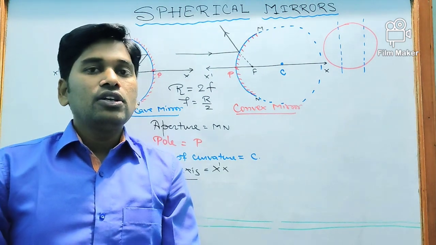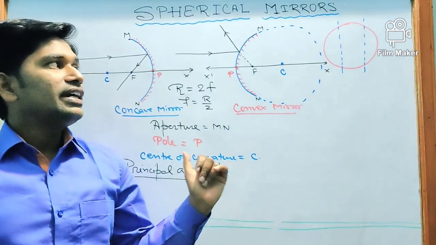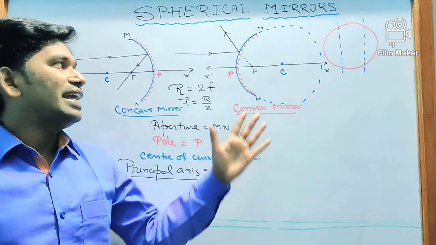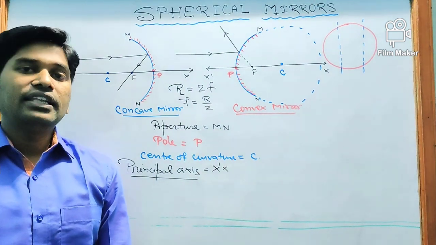So this is all about the spherical mirror, its two types, concave and convex, and some terms related to the spherical mirror.